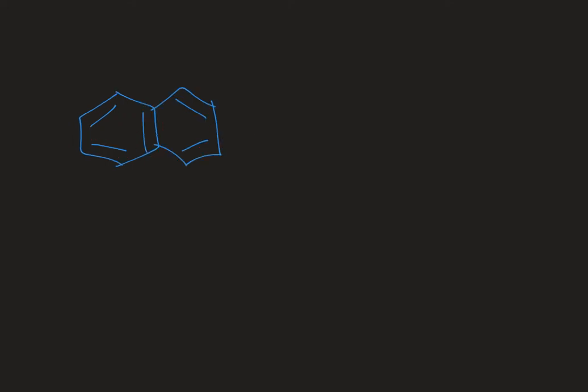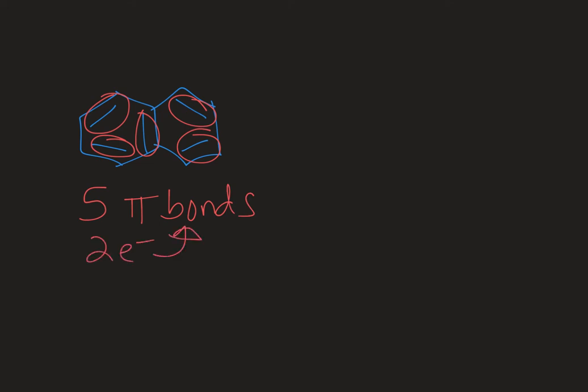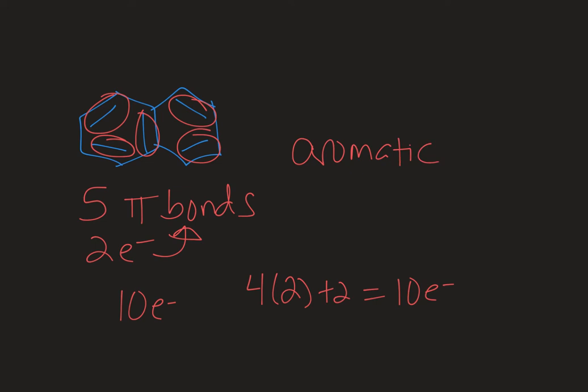In this example, I have 2 rings that are stuck together. It's a bicyclic compound, but every atom within this cyclic compound is conjugated. So every carbon atom is part of a pi bond. And so we'd count our pi bonds, 1, 2, 3, 4, and 5. So I have 5 total pi bonds. Each pi bond has in it 2 electrons, right, per pi bond. So I have a total of 10 electrons. And if I have 4 times 2 plus 2, that equals 10 electrons. So this is another example of an aromatic compound.